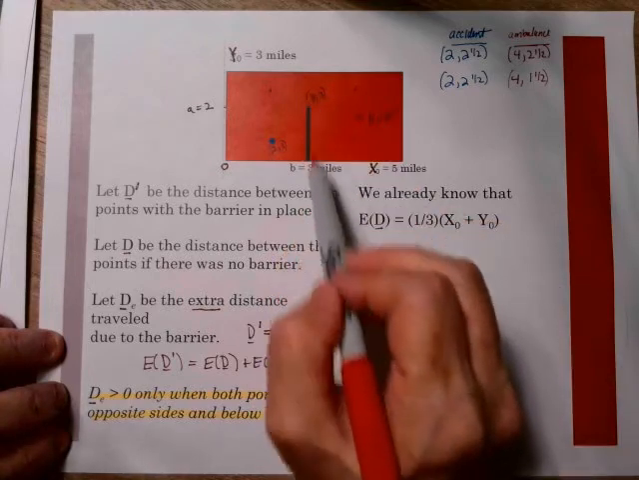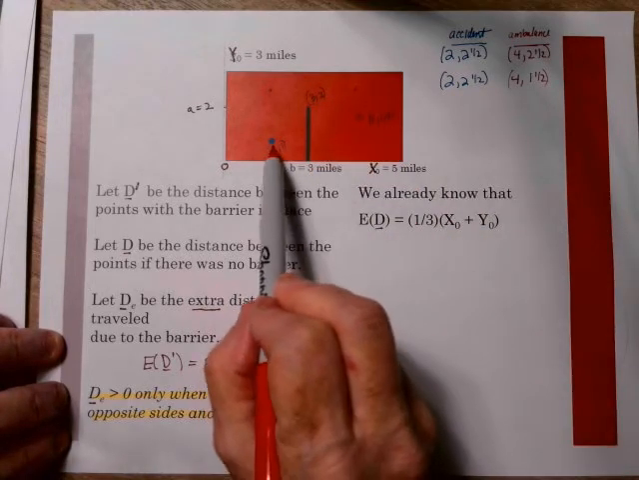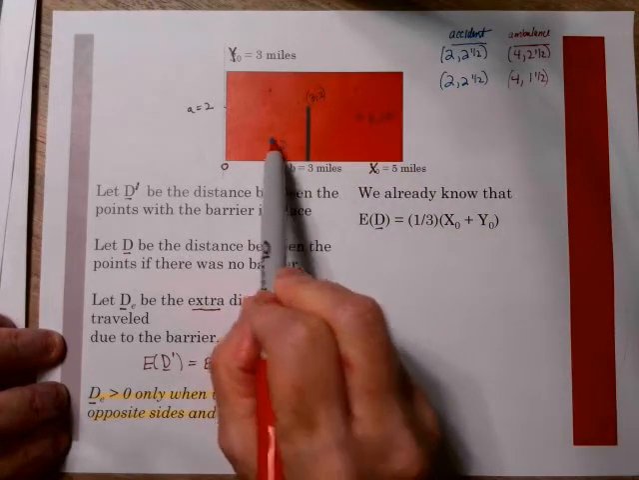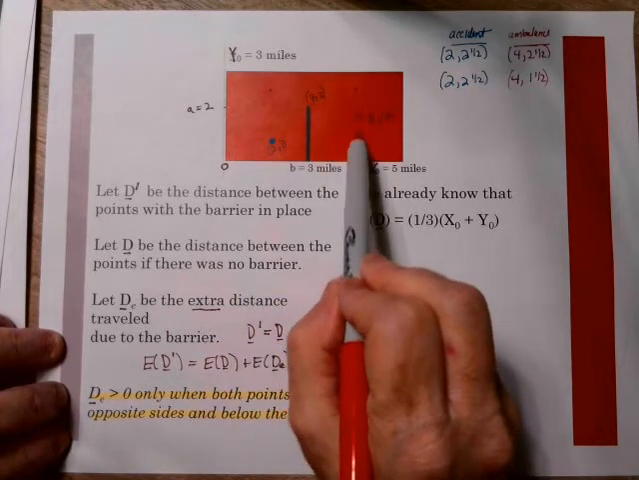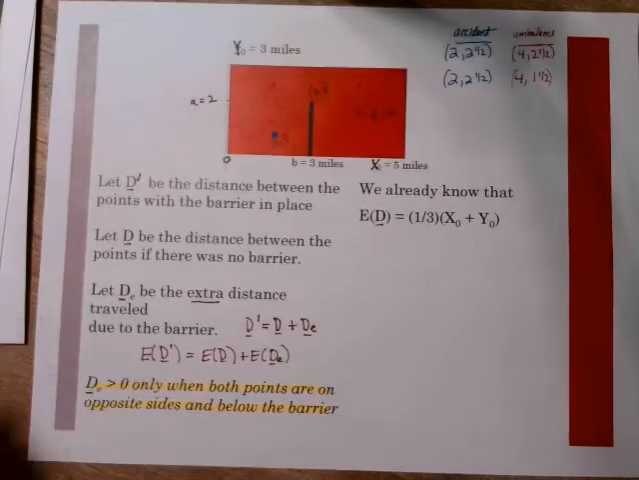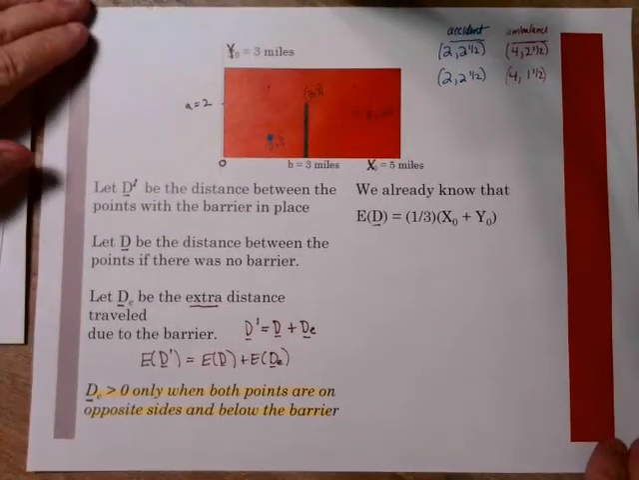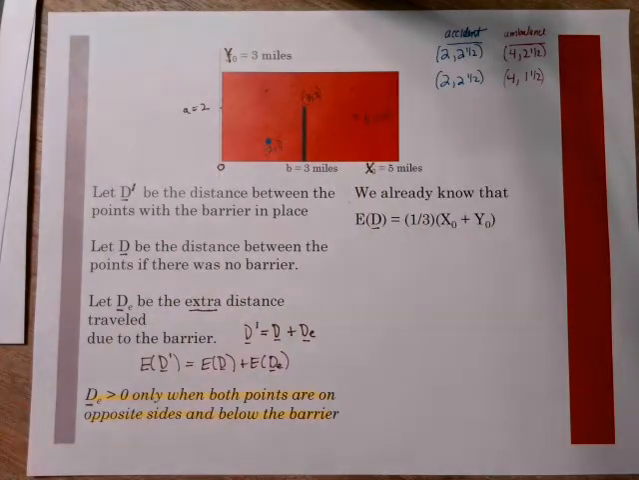Whereas if I had no barrier, it wouldn't be 3.5 miles. It just would have been from 2 to 4, which is 2, plus 1 to 1.5, so it would have been just 2.5. So I'm only going to incur distance when I have my points like that. That's an important thing to note.